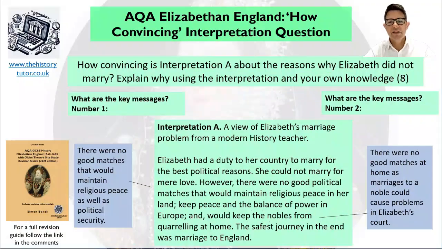Okay, so here are the messages I've thought of. Maybe you've annotated different ones in your revision guide. Here's what I've said though. There were no good matches that would maintain religious peace as well as political security, according to this. And there were no good matches at home, as marriages to the nobles would cause problems for Elizabeth in court. So there seem to be 2 obvious ideas.